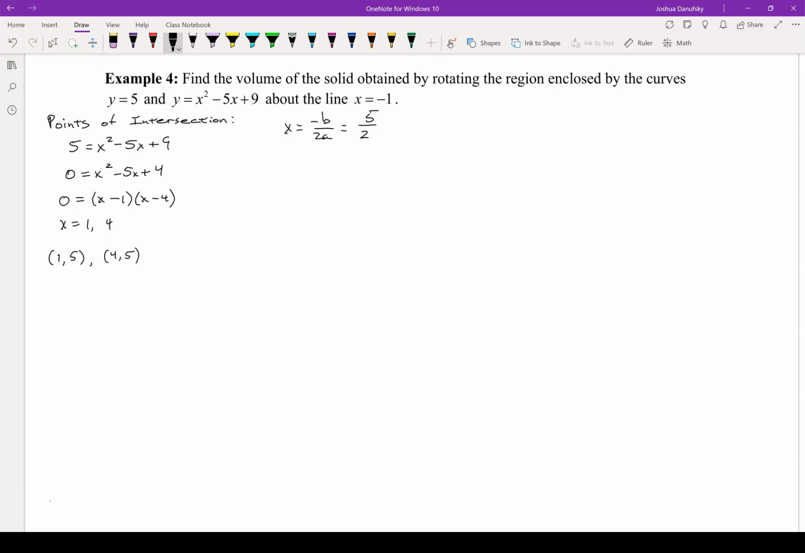Finding the corresponding y value, that's going to give us 11 over 4. So our vertex is at (5/2, 11/4).